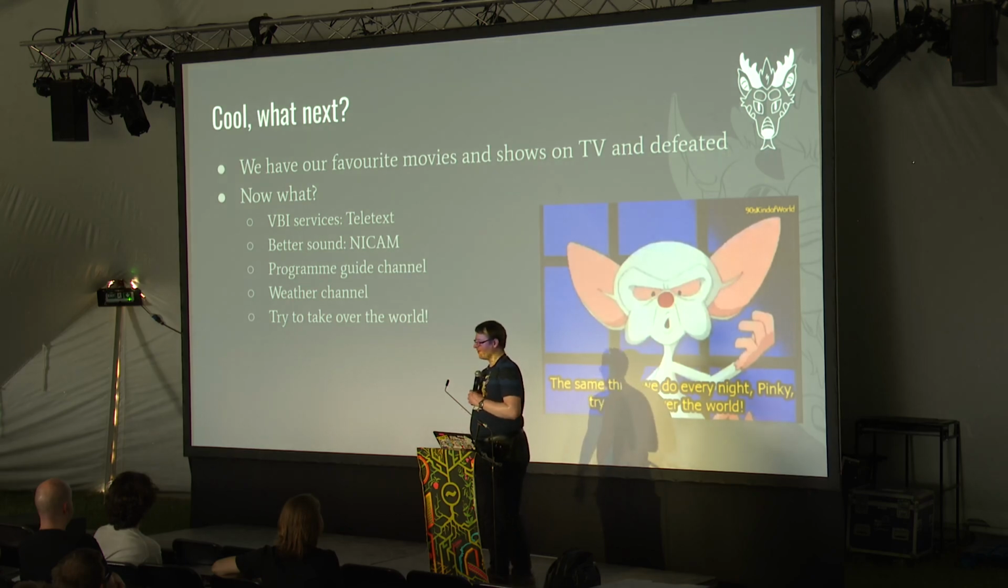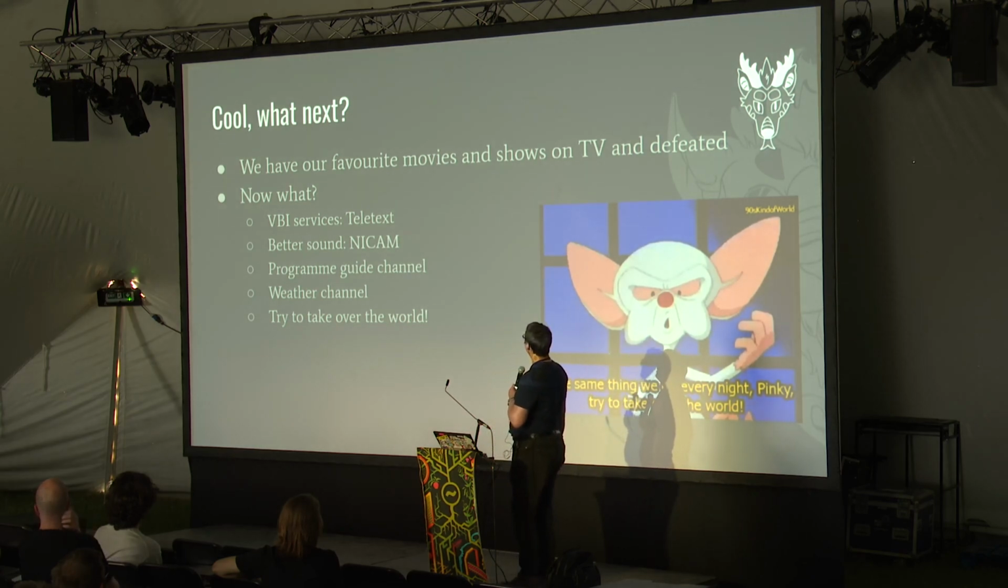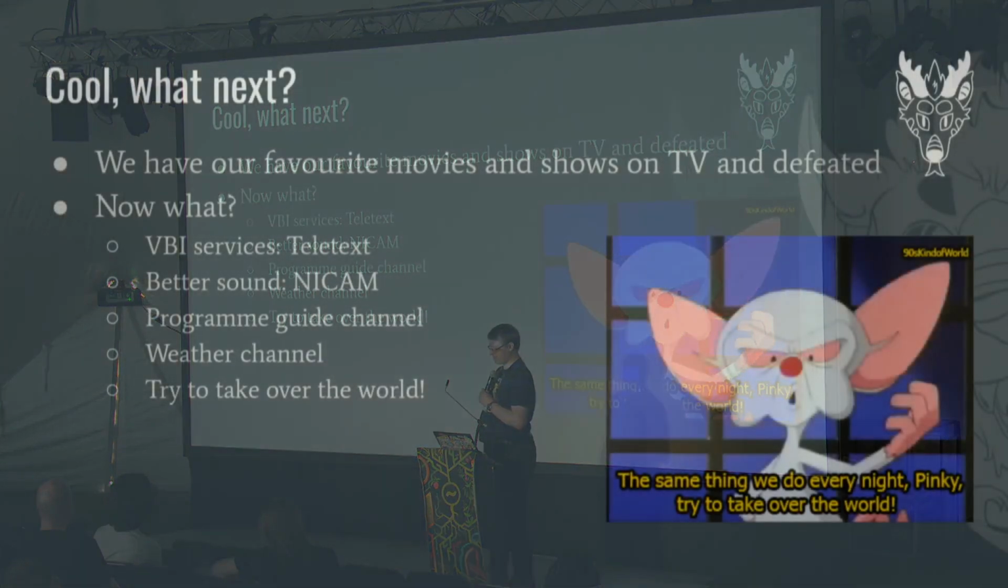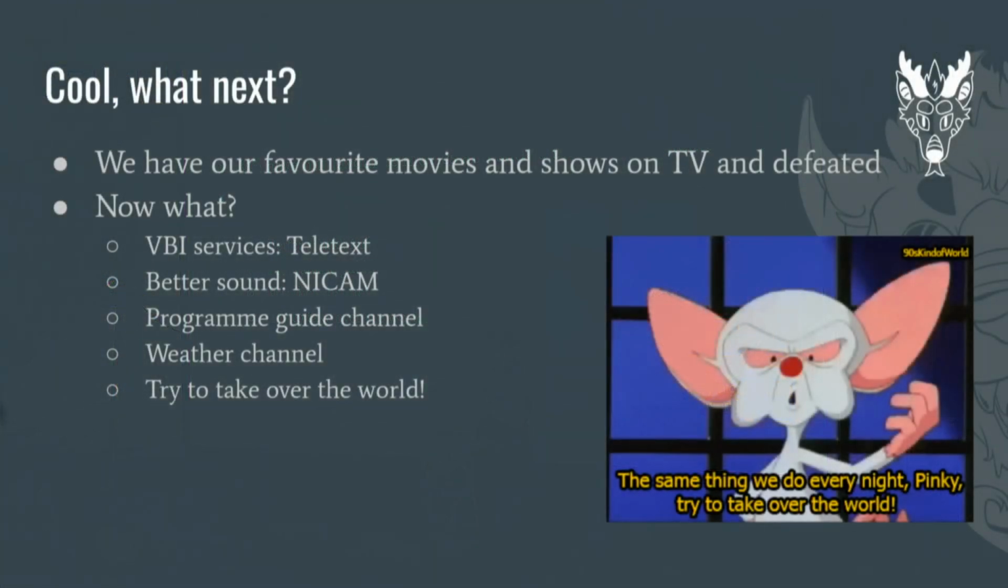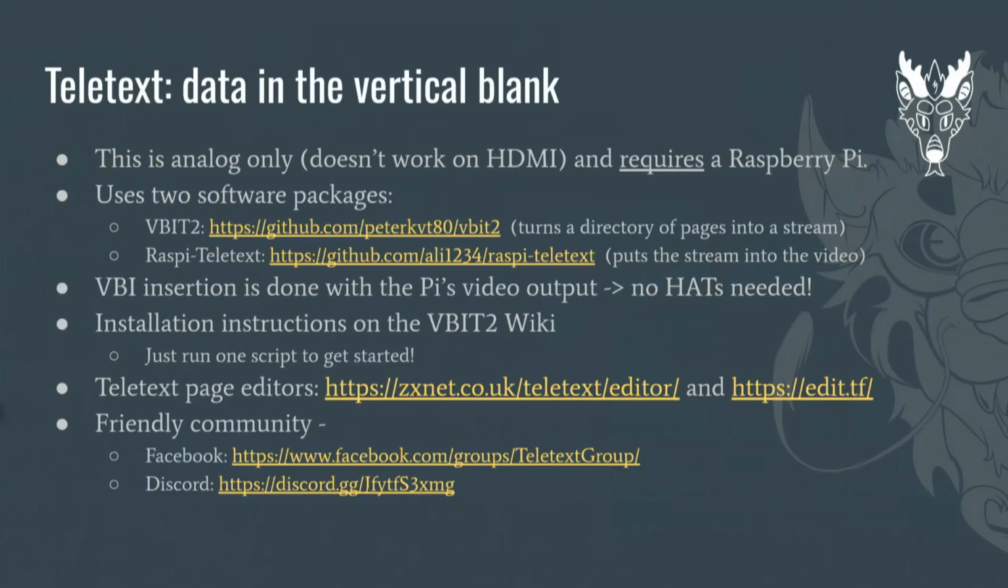So that's pretty cool. We've got our favourite movies, shows on the TV. Where do we go now? So we can stick a teletext signal on there. We're using a Raspberry Pi to generate the video.